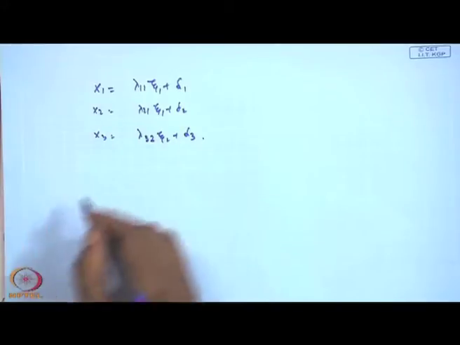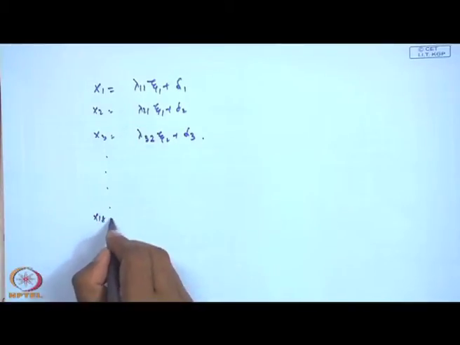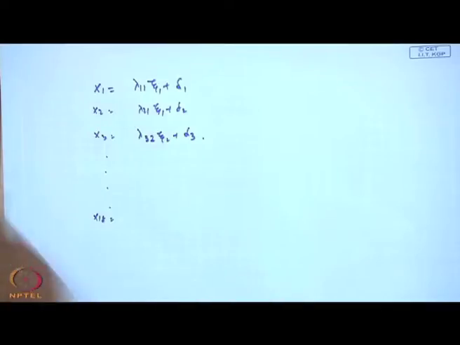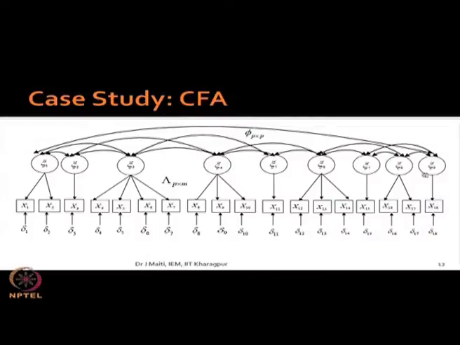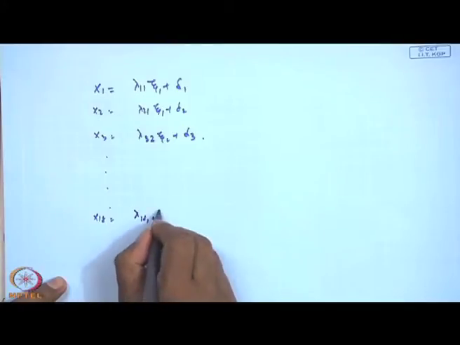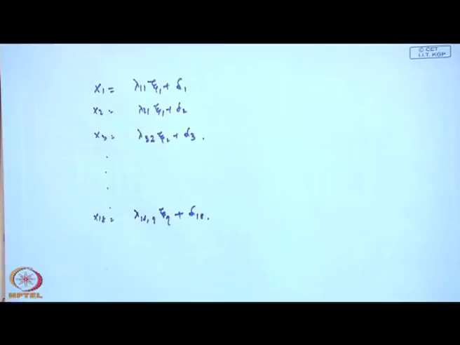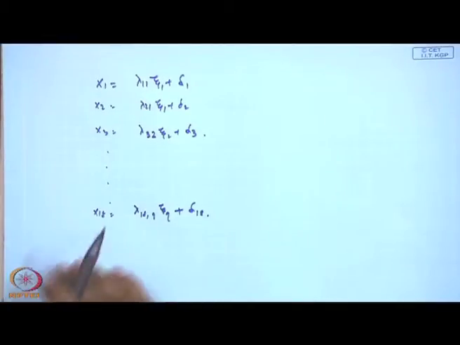In the same manner, you will be able to write x 18. x 18 is again a single indicator, for xi 9. So, this is lambda 18 9 xi 9 plus delta 18. You can write all of this in matrix form.